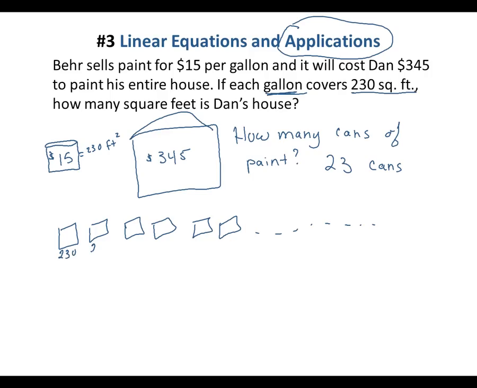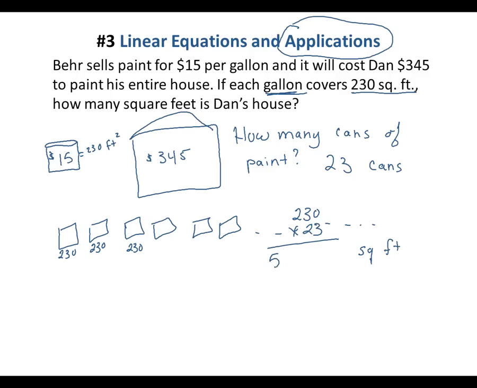How many cans of paint did Dan use? Or did he buy? 23? Somebody's got it for me? Was that Andrea? 23. Okay, 23 cans of paint. Are we all cool with that? That sounds reasonable for an entire house, 23 cans of paint. What's the rest? If each gallon, that's a can, covers 230 square feet, how many square feet is Dan's house?